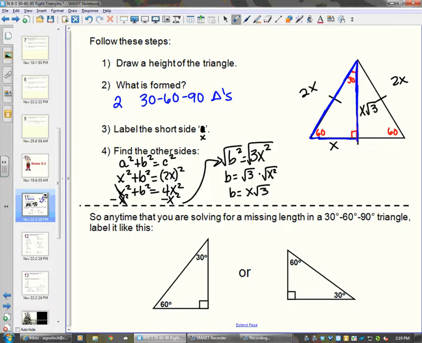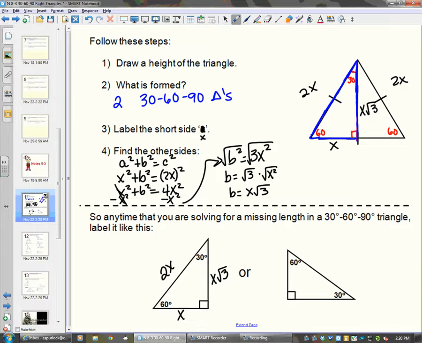Now this holds true with all 30, 60, 90 triangles. The short side will always be x, or the side across from the 30-degree angle will always be x. The side across from the 60-degree angle will always be x square root of 3, and the side across from the 90-degree angle will always be 2x. Okay, so let's label this picture down here. Across from the 30 is going to be x, across from the 60 is x square root of 3, and across from the 90 is 2x.